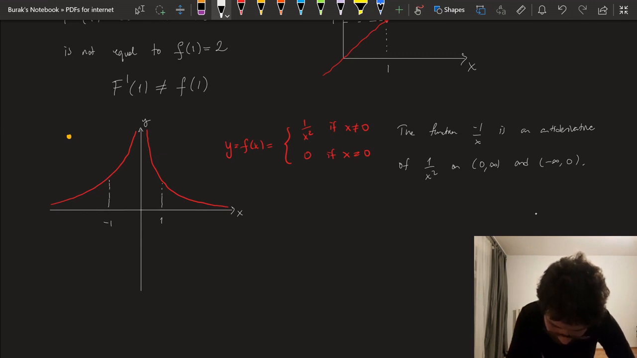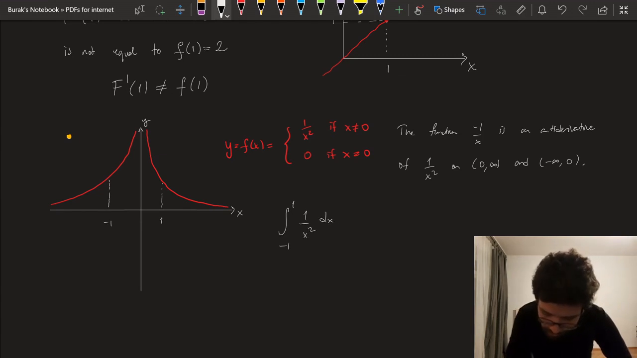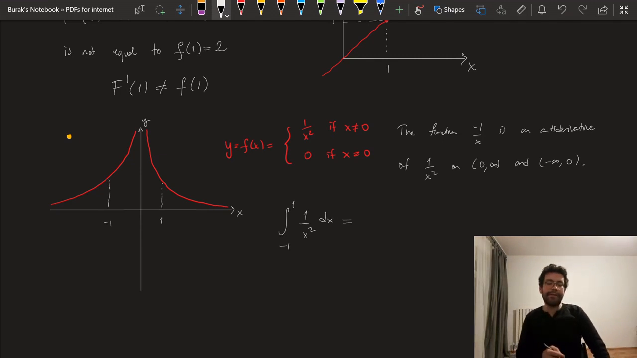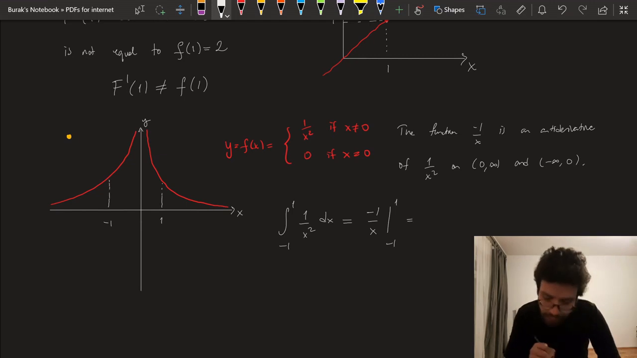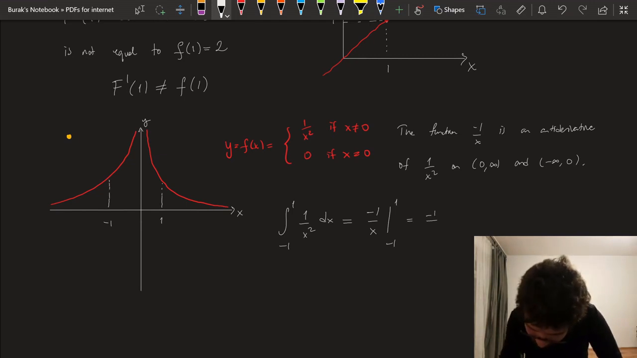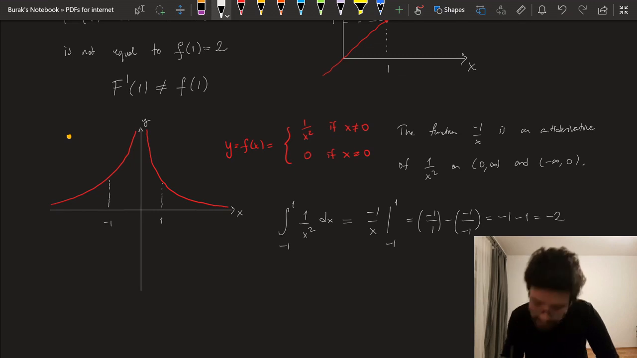Anyway, the point is this. If you try to apply the second part of the fundamental theorem of calculus to this, you would get that the integral of this function from minus 1 to 1 is equal to minus 1 over x, evaluated from minus 1 to 1. So I just plug in 1 and I plug in minus 1 and subtract these. So what do you get? Minus 1 minus 1, you get minus 2.